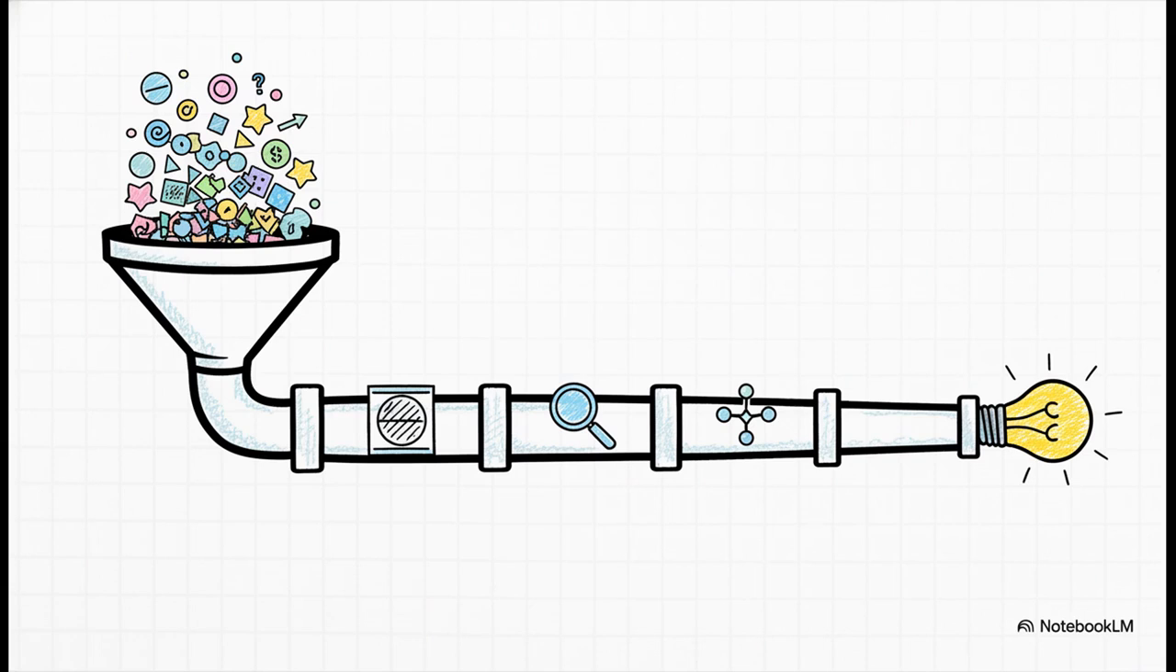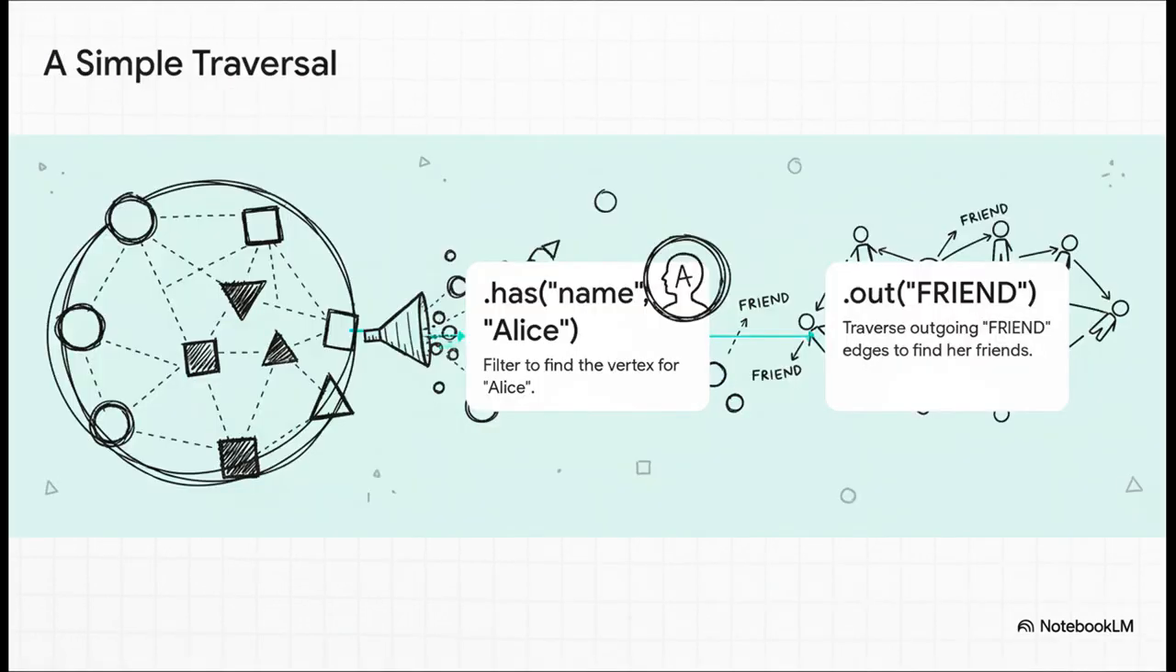This visual here is the perfect analogy. Seriously, think of a pipeline. You pour all your data in at the beginning, and at each joint in the pipe, you do something. You filter it, you transform it, or you follow a specific path. What comes out at the very end is your precise, clean answer. Let's make that a little more concrete.